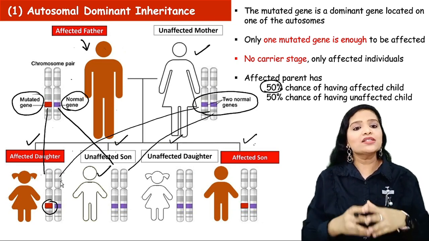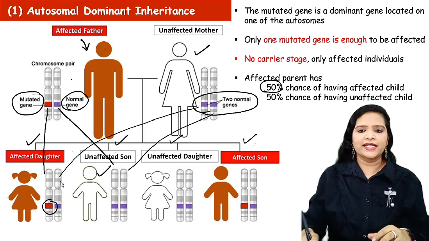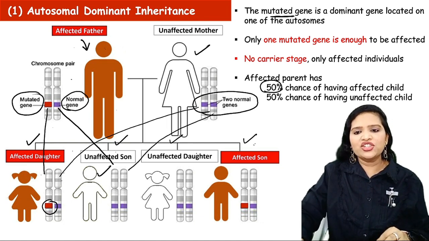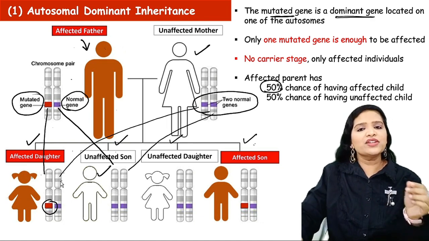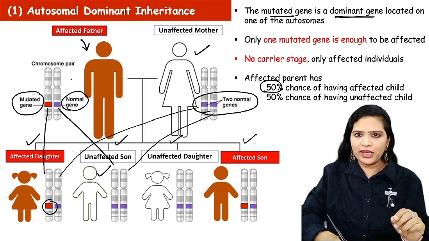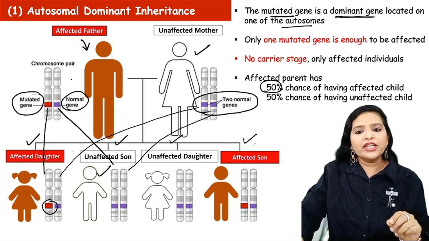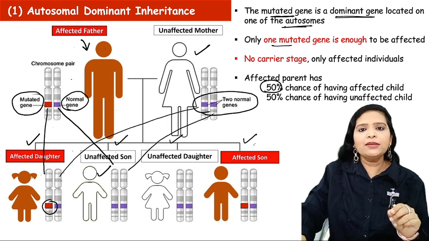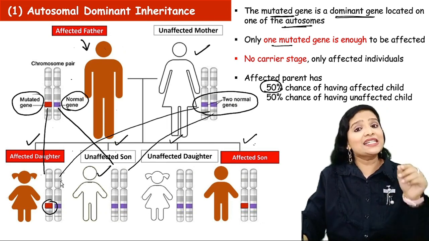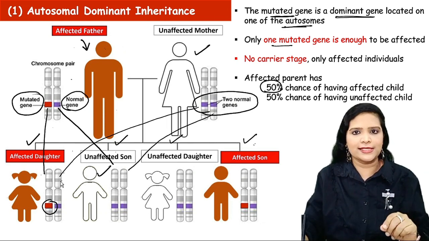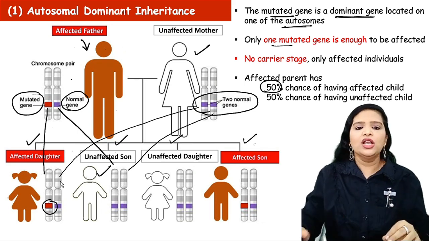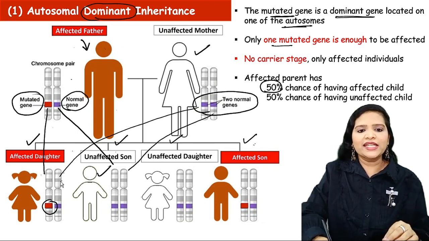Okay, so this is autosomal dominant type of inheritance. See here, the mutated gene is a dominant gene. Whichever gene is mutated, that is a dominant gene, so it is located on the autosomes. Even if one mutated copy of the gene is present, that is enough to cause the disease. No need to have two copies. So that's why we call this a dominant inheritance.